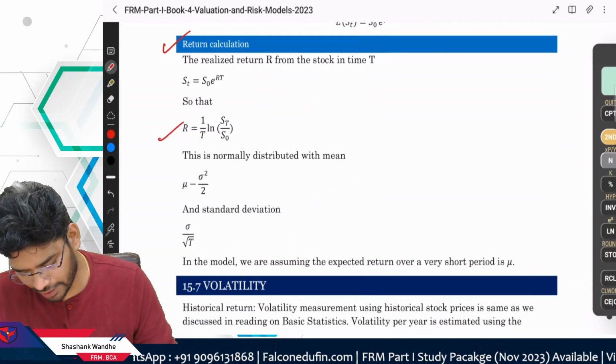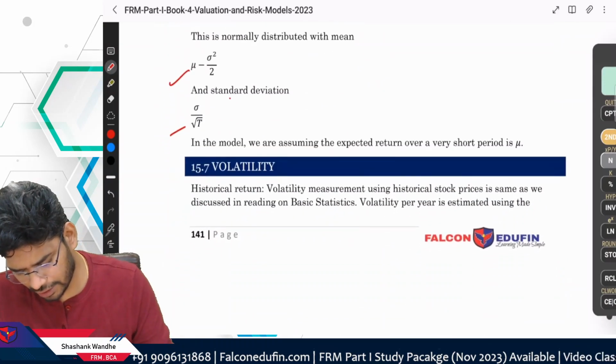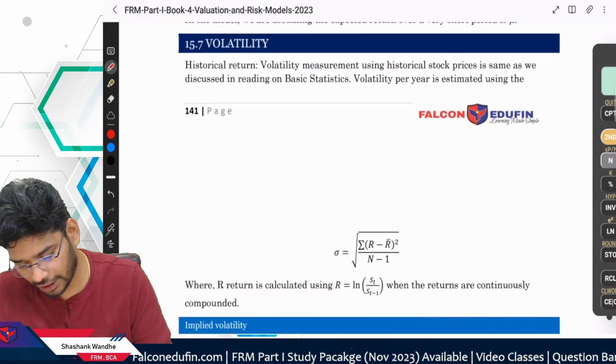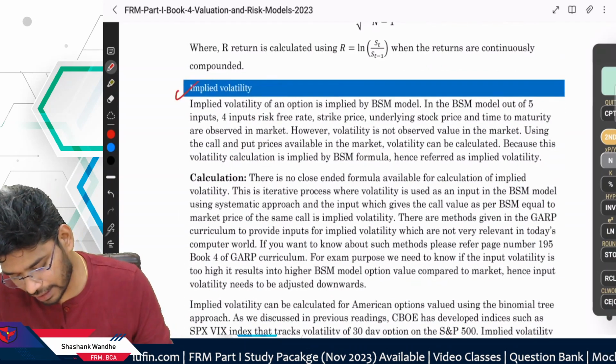Return calculation, you already know how to do the calculation of returns. So standard deviation, time adjusted and everything. Okay. So then the volatility, we all know the volatility part. Now there is an implied volatility.